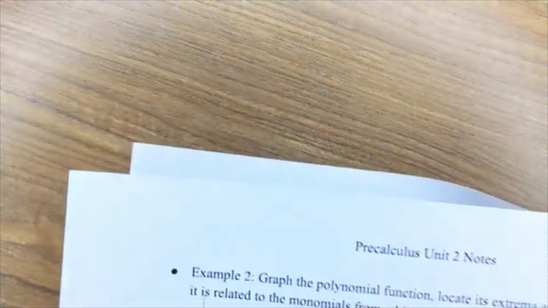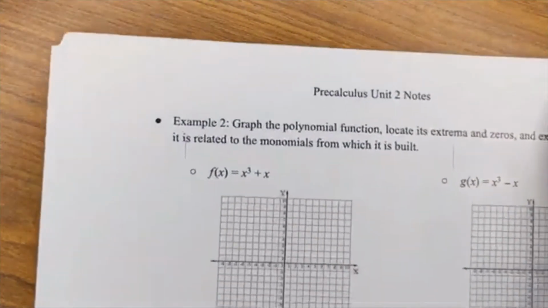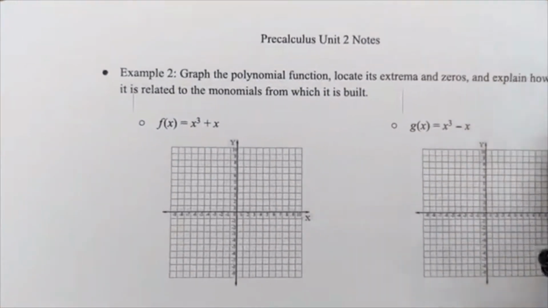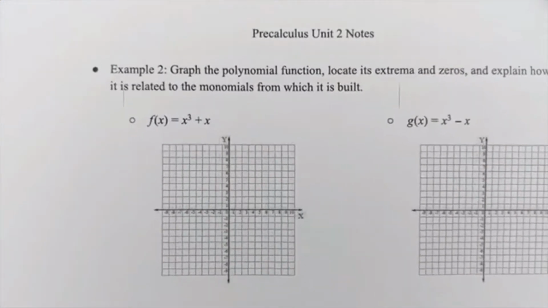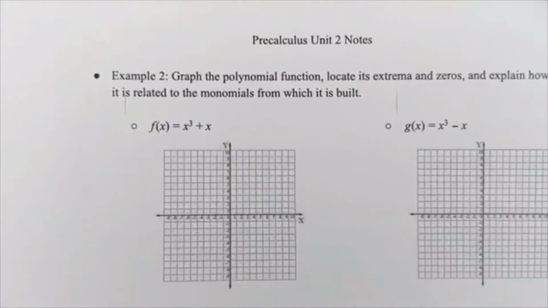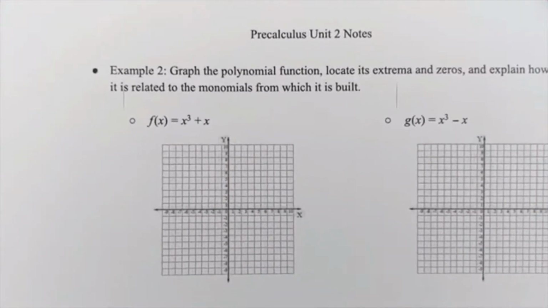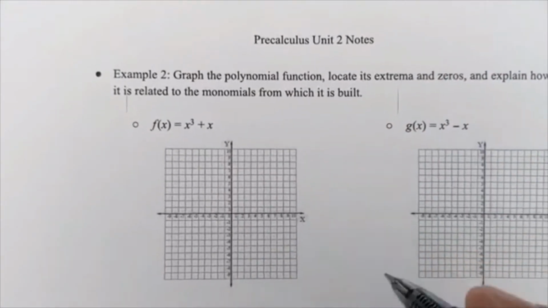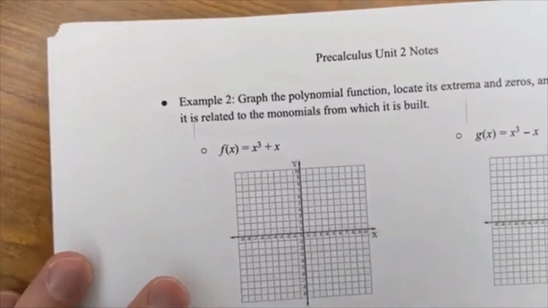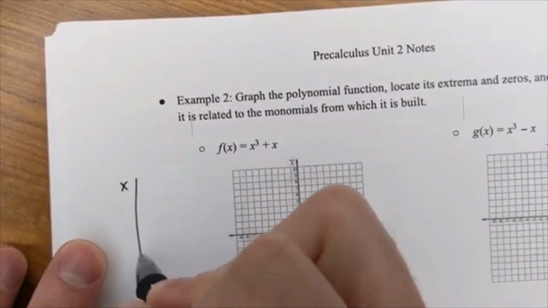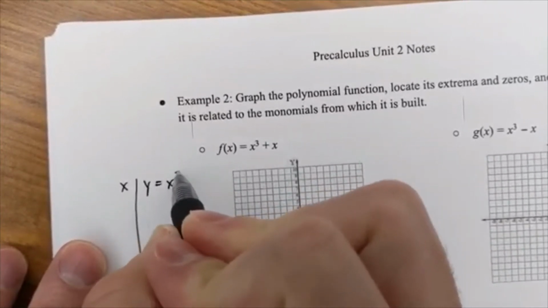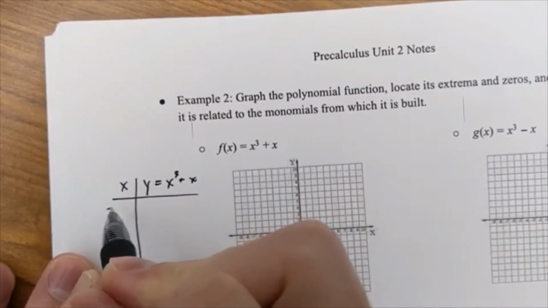Alrighty, moving on to example 2. It says graph the polynomial function, locate its extrema and zeros, and explain how it's related to the monomials from which it's built. So let's see here. Let's just do a t-table. So for x, our y value is x cubed plus x. So let's start at -2.